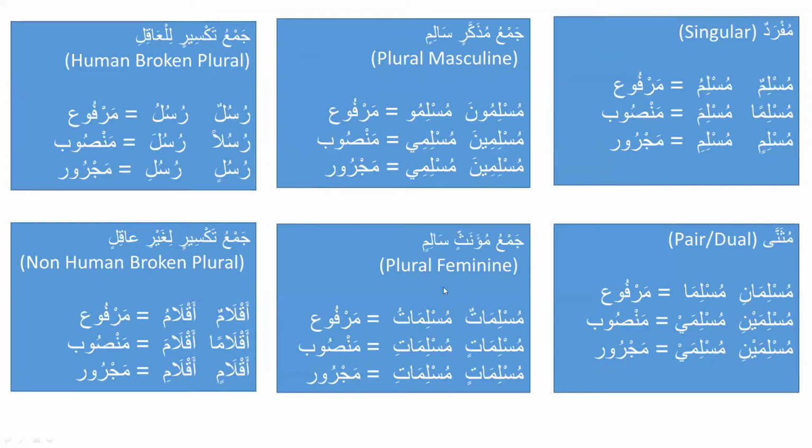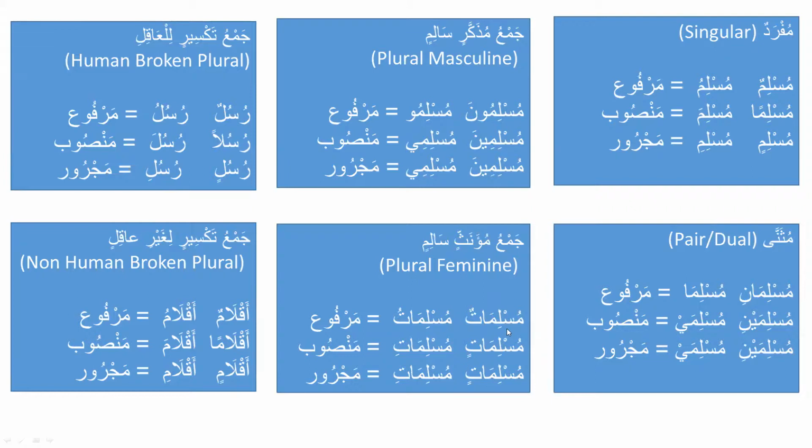Jamu muannas salim, plural feminine sound isms. Now, the word sound here is different from the ending sound. Sound means safe, salim, okay? So don't be confused with this. The word salim means safe or sound, okay? It's not the same as the ending sound. Here it's talking about the soundness of the ending. Sorry, soundness of the singular.